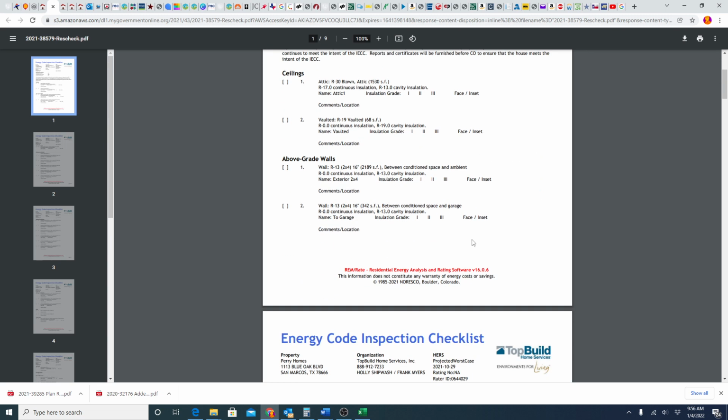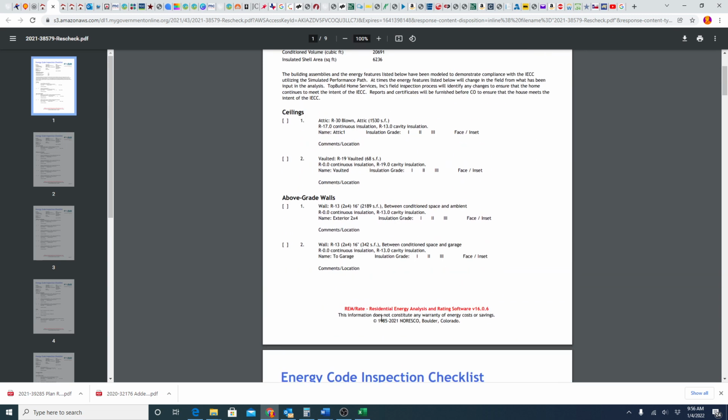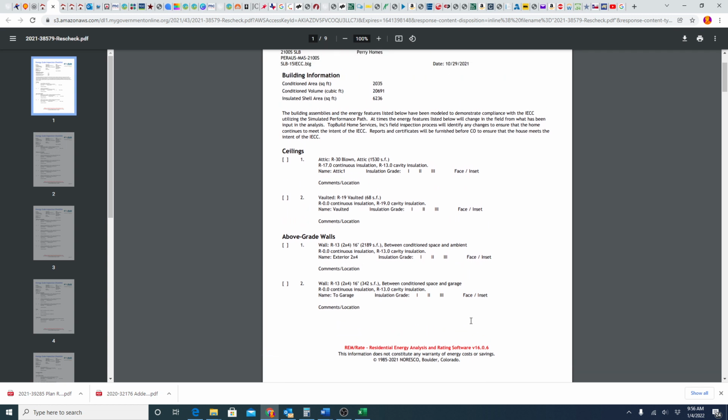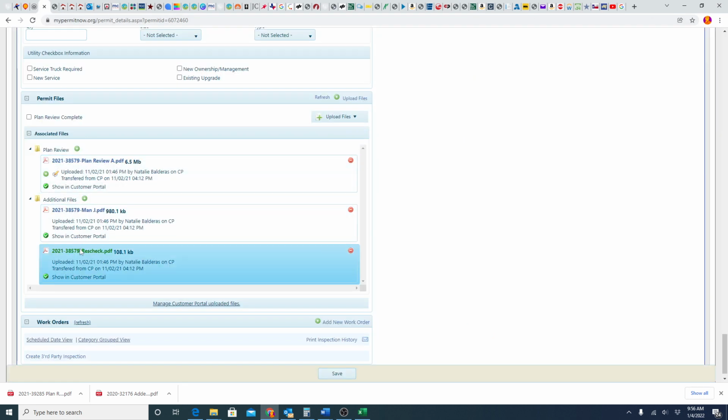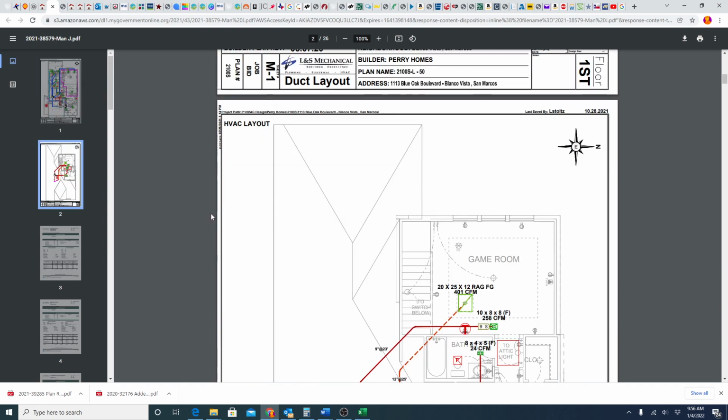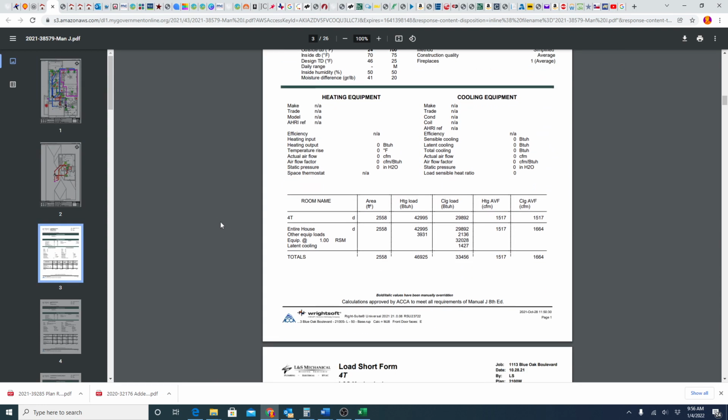So this is a REM/Rate. This is a different type of energy calculating software than ResCheck. It's actually a little bit more in depth, and there's a few more things to look for on here. And of course, you'll verify your square footage between your reports.